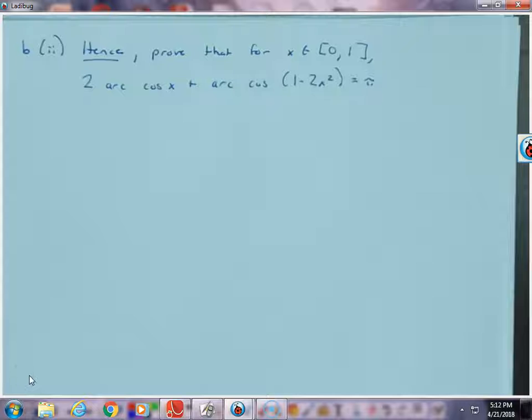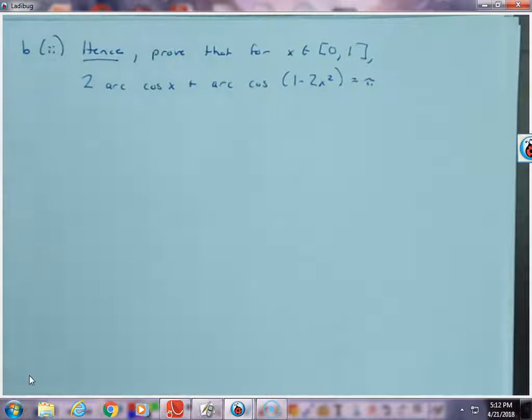So the last part of this problem says, hence, using what we just did, prove that for x an element of 0 to 1, 2 arc cosine x plus arc cosine of the quantity 1 minus 2x squared equals pi. So somehow I have to use what I just had. And what I just had was that if I can show the derivative is equal to 0 the entire time, then the function must be equal to a constant. So what I'm going to do is see if I can start with finding the derivative of this.